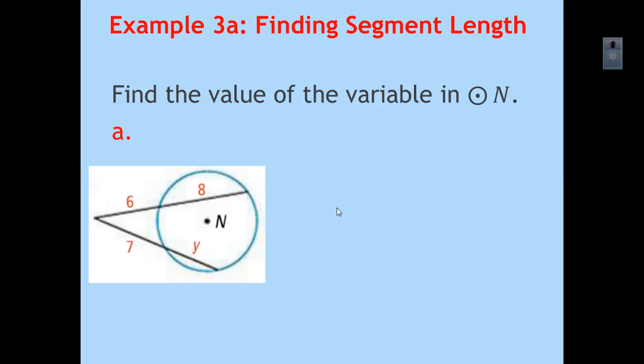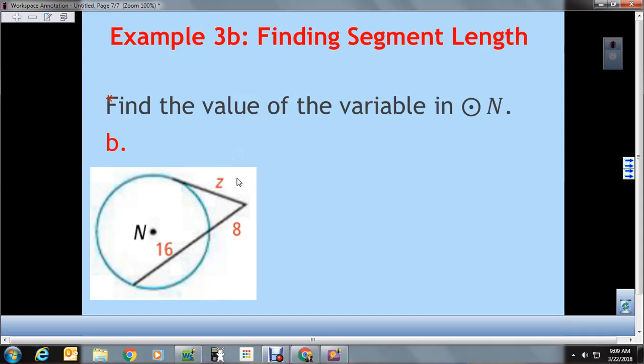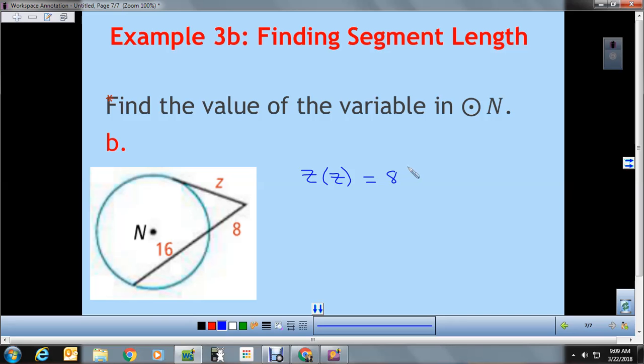Okay, let's look at another one. This one is formed by a tangent and a secant. So we take the outside length, z, times the entire length, which is also z, equal to the outside length of 8 times the entire length of 8 plus 16. Z times z is z squared. And 8 plus 16 is 24. And 8 times 24 is 192, equal to z squared. To undo the z squared, we're going to take the square root. So z is equal to the square root of 192. We're going to round to the nearest tenth, which is approximately 13.9. So z is approximately 13.9.